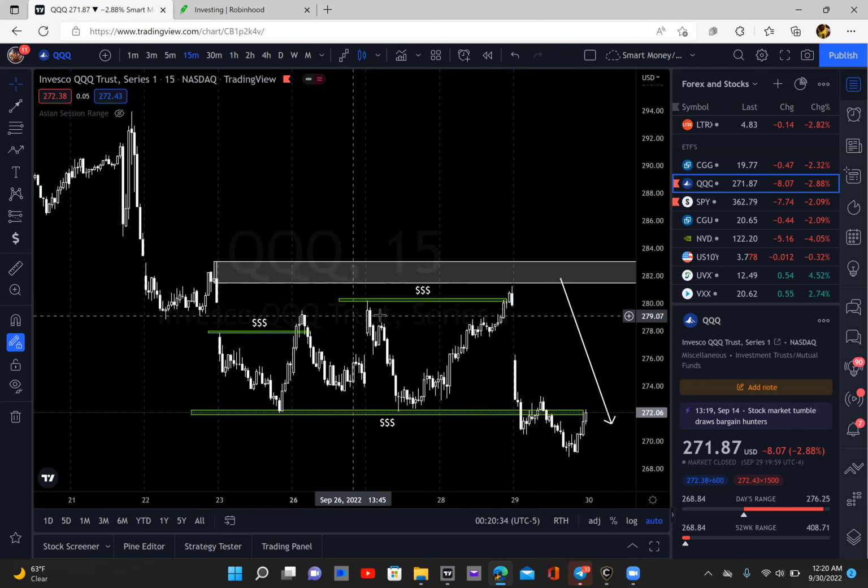All right. Will it come back to it tomorrow? I don't think so. I think it's going to continue to drop from right here. All right. But that's what I look at. I found this zone right here. And as you can see, inefficiency. Now you see this gap right here.